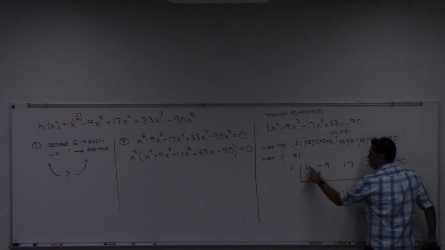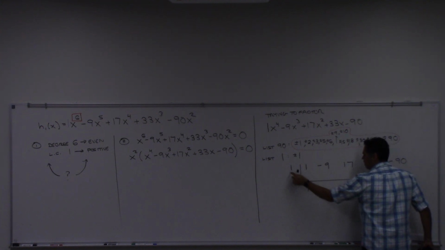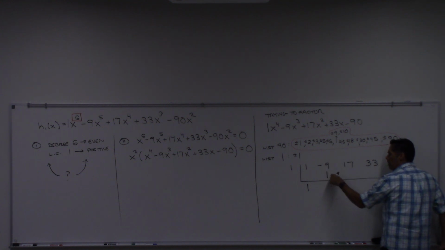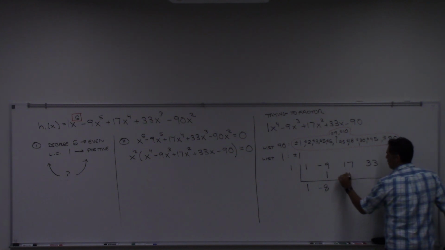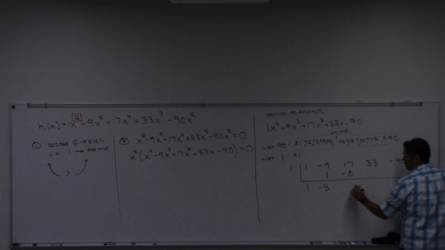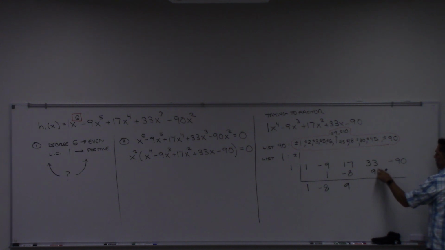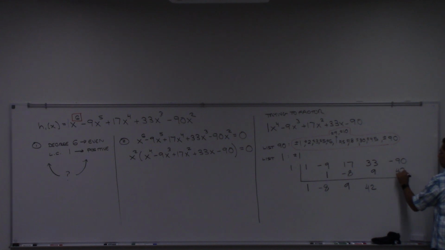Okay, how does this work again? 1 drops straight down, right? 1 plus 1, 1 times 1. 1 times 1 is 1, put it here. Add down. What's -9 plus 1? -8, okay. 1 times -8 is -8, add down. In other words, 17, take away 8, 9. Okay, 1 times 9, 9, I don't think this is gonna work. Add down, 42. 1 times 42, 42. That doesn't work, right? It's not 0.